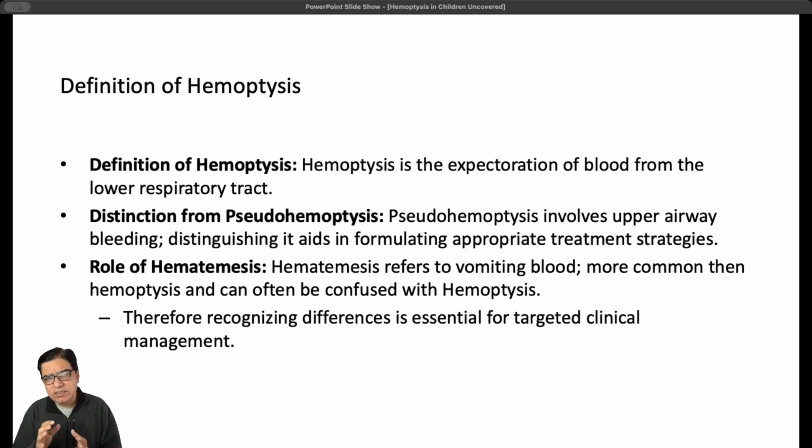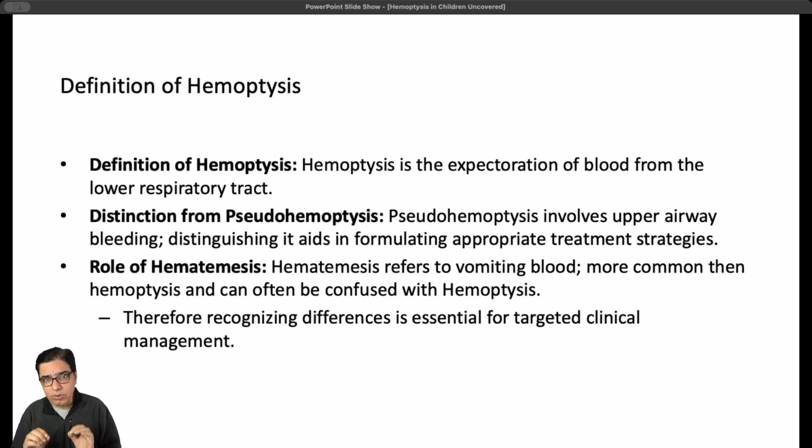But nevertheless, this classification is a bit arbitrary because it's not easy to measure the amount of blood. So it basically depends on the clinician's discretion and the clinical presentation of the child. So hemoptysis, by simple definition, is bringing up or coughing up or expectorating blood which is originating from below the level of vocal cords or lower respiratory tract.